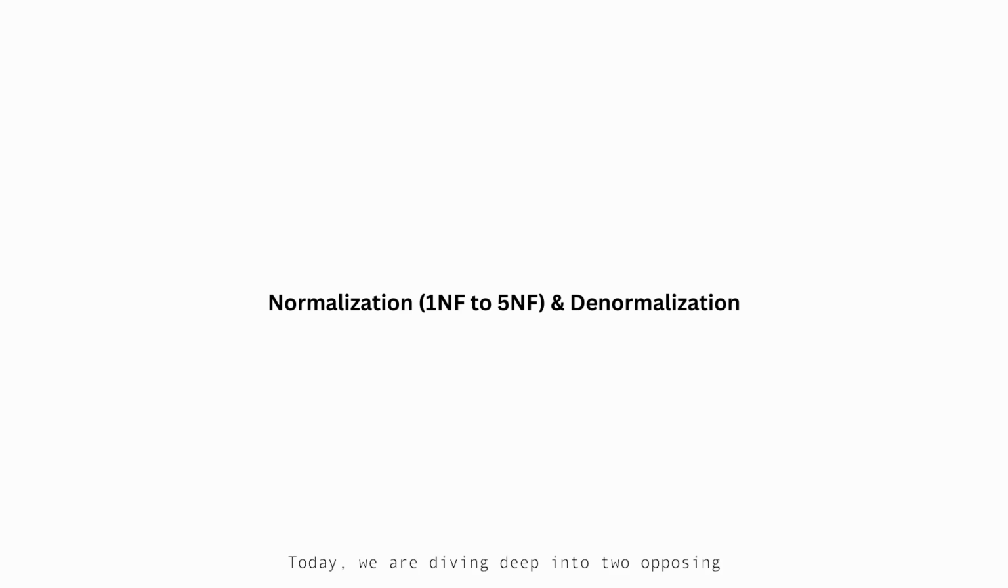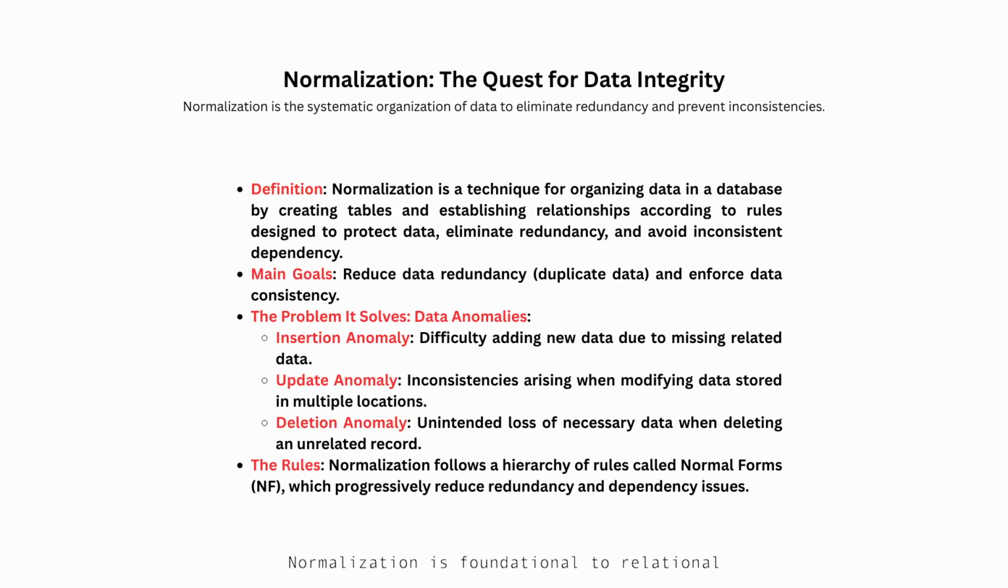Today, we are diving deep into two opposing forces of database design: normalization, the path to database integrity, covering everything from fundamental 1NF all the way to rare 5NF, and denormalization, the intentional introduction of redundancy designed to make your applications speedy. Normalization is foundational to relational database theory, tracing back to E.F. Codd in 1970.